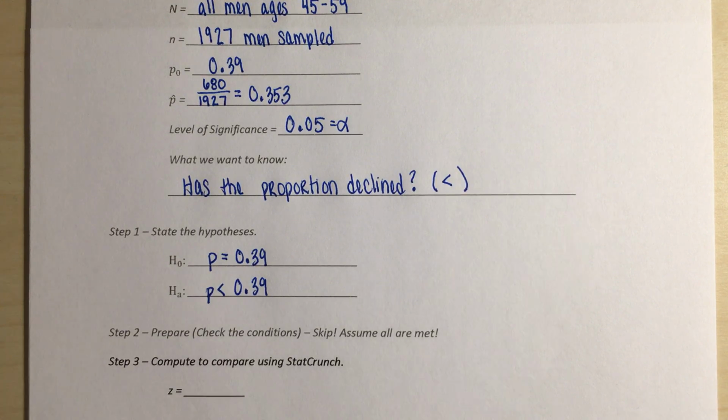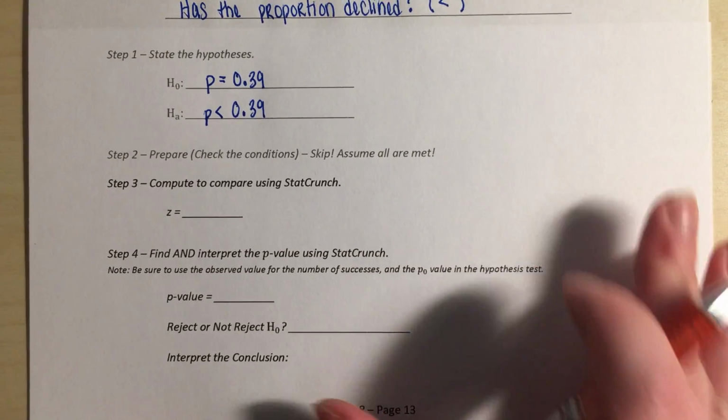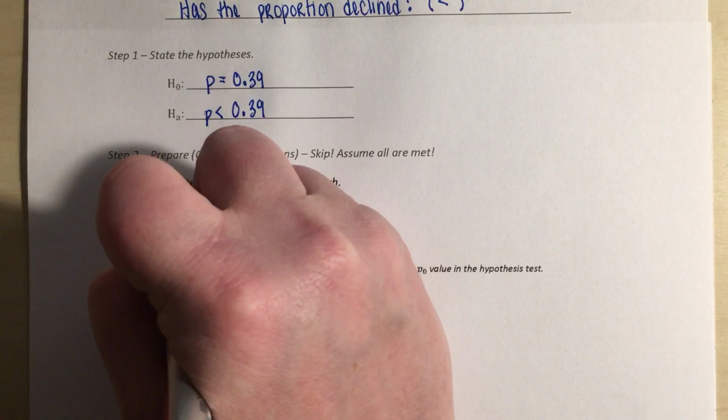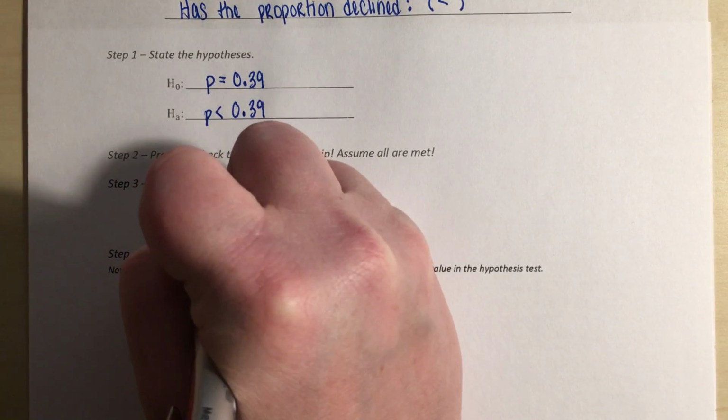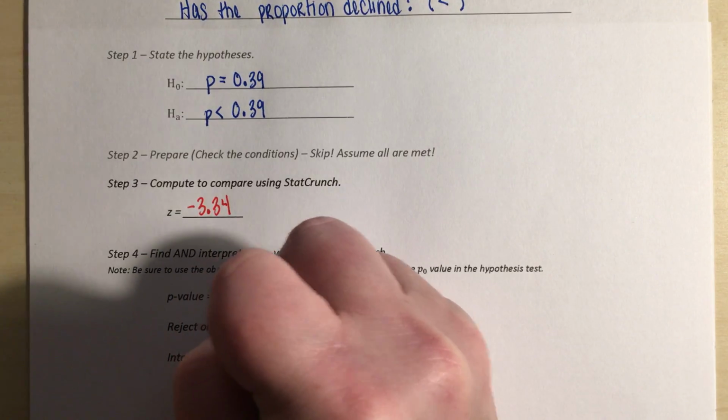Again, we're going to make sure we get our number of observations, our number of successes, all of that information in there correctly. We get Z. I'm just going to slide down here a little more. Z is negative 3.34, and we get a p-value of 0.0004.